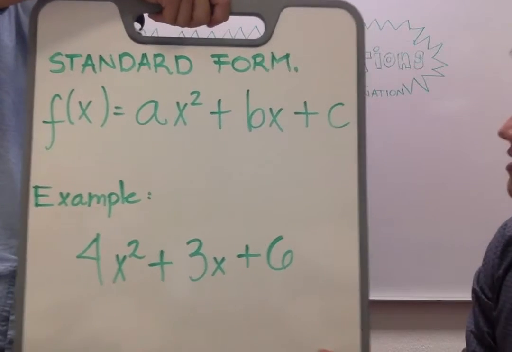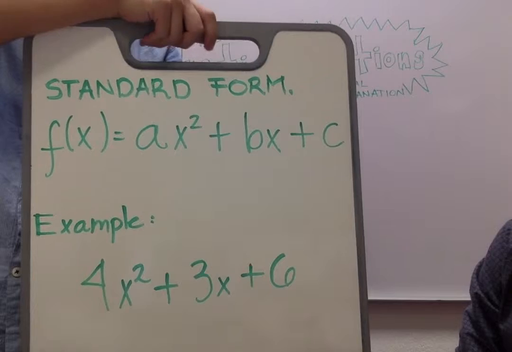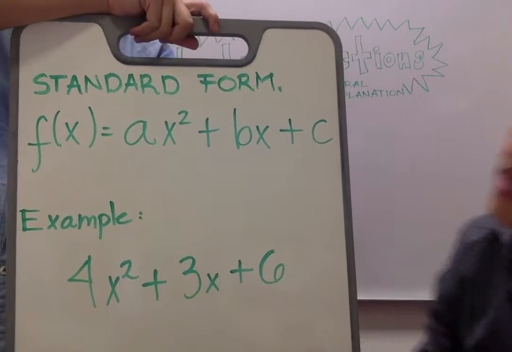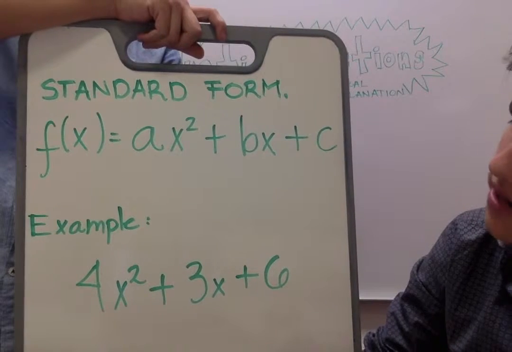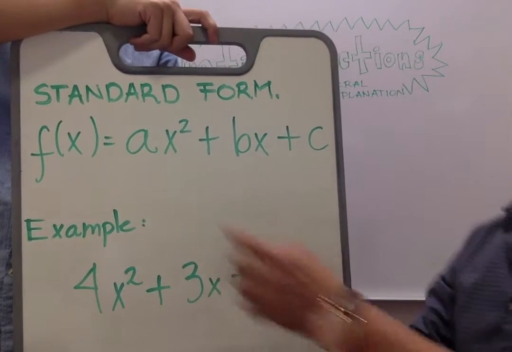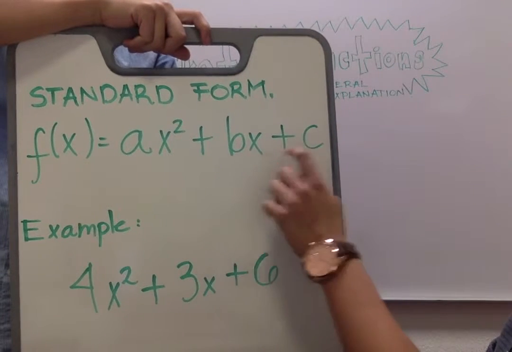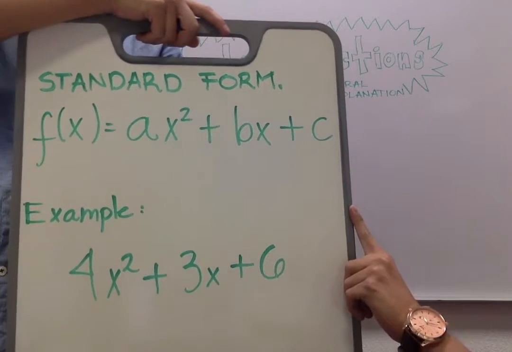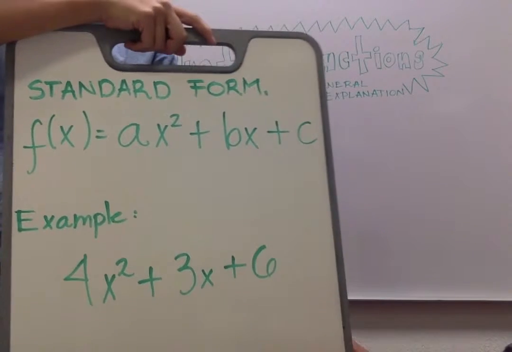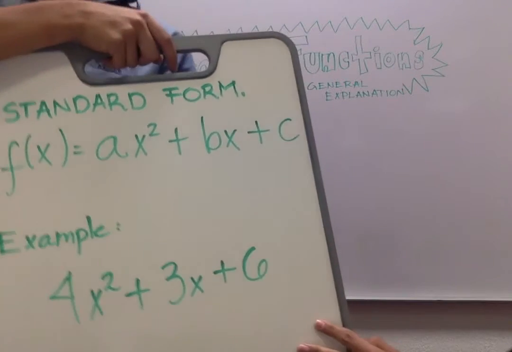Okay, talking about the second aspect, the forms, I'm going to talk about the standard form. As we can see in the formula, y is equal to ax squared plus bx plus c. Here we have an example: 4x squared plus 3x plus 6.